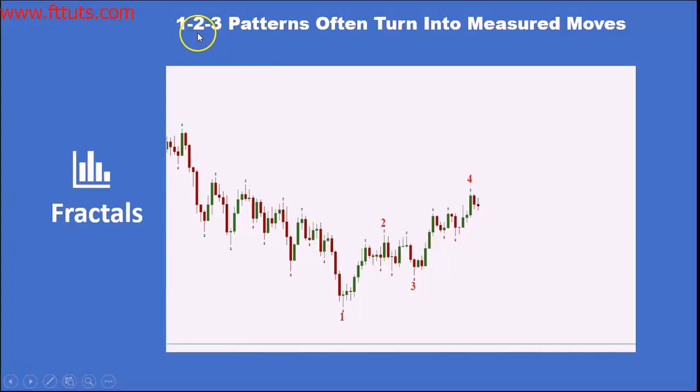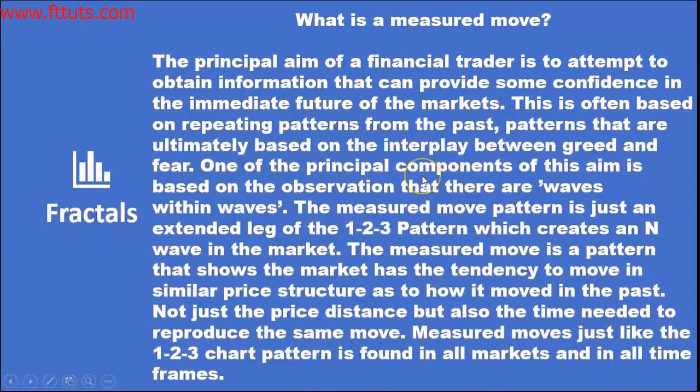So a lot of times a 1, 2, 3 turns into a measured move, which is a 1, 2, 3, 4. All right, 1, 2, 3, 4, which is AB equals CD. Usually a measured move is where 1 and 2 are the same length as 3 and 4, and they usually say A and B is equal to C and D. Same thing. So what's a measured move?